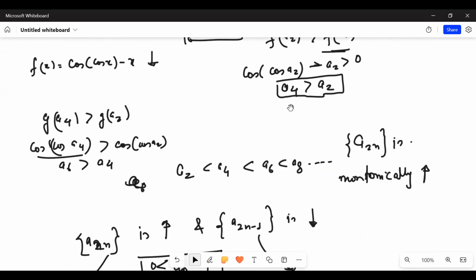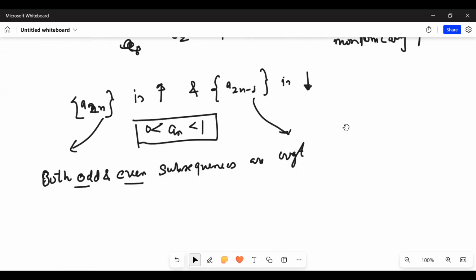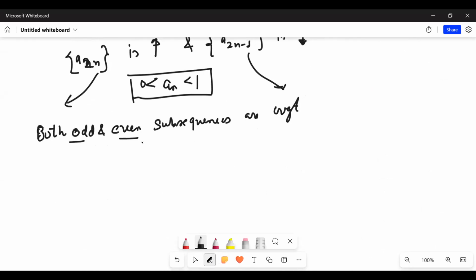So here the sequence was proven bounded, but it cannot be proven monotone. Why? Because an plus 1 is equal to cos of an. So what route did we take? We started with applying some functions, and we have proven what? That odd subsequence is decreasing, even subsequence is increasing. Further, since the sequence is bounded, these odd and even subsequences would both be bounded, which implies both odd and even subsequences are convergent.